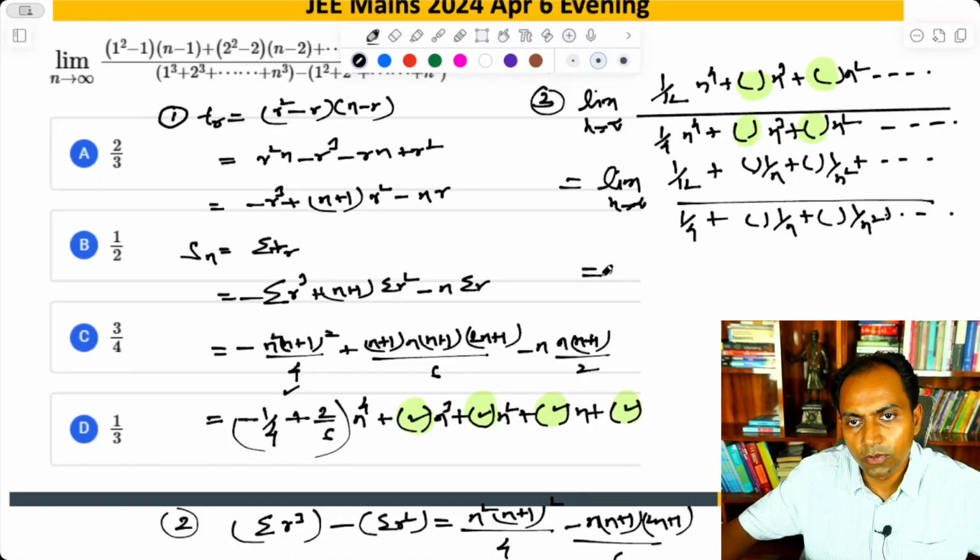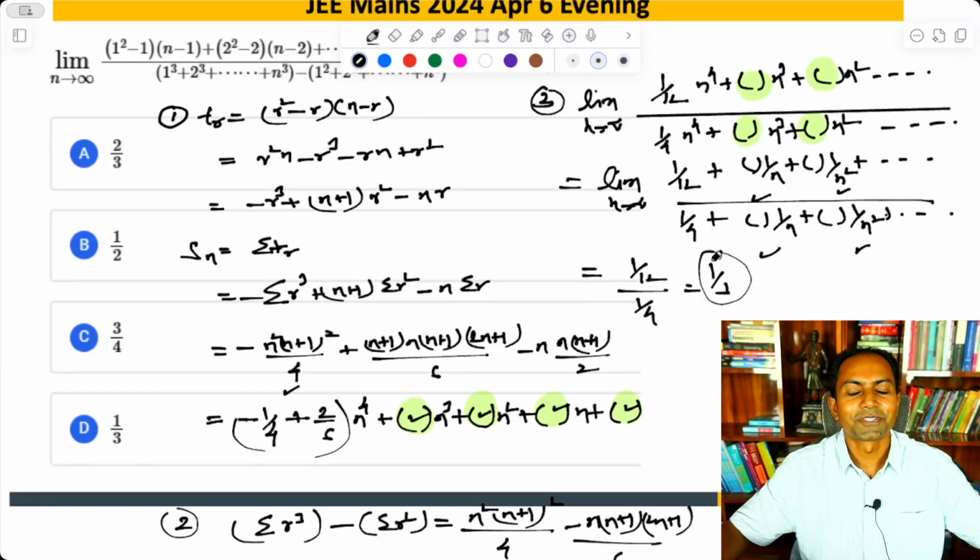So if I put the values, all of these terms, this and the remaining will become 0. Answer becomes 1 by 12 by 1 by 4. That is nothing but 1. I hope this is clear to you.